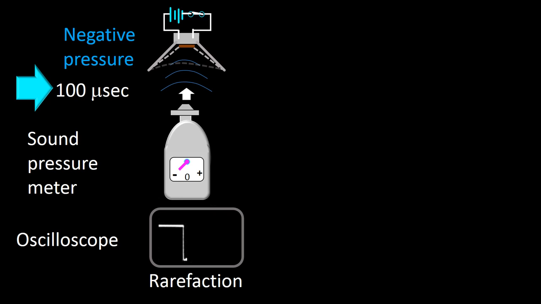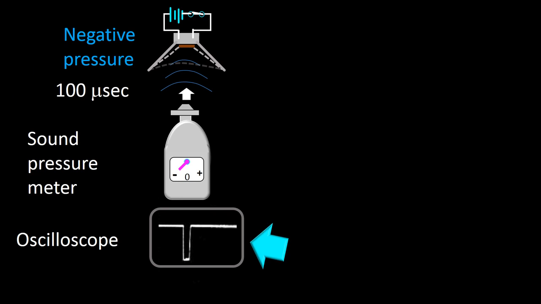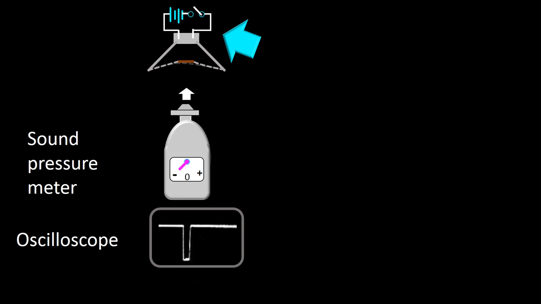Then, after 100 microseconds, the electrical pulse ends. And in the oscilloscope, we will see this by the rectangular wave going back to its baseline. As the circuit opens and the diaphragm returns to its original position, the pulse will terminate and the negative pressure will end, which will be reflected in the sound pressure meter.